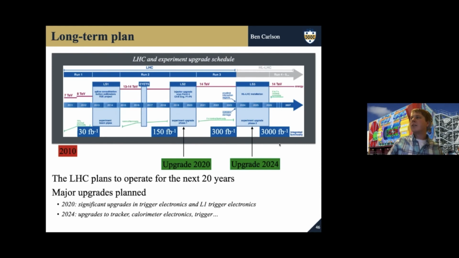And we want to increase that by more than an order of magnitude. So to do that, we have lots of experimental upgrades. We have electronics upgrades that are happening now for the trigger system. And then again, in about 4 years, to upgrade more of the tracking system, and then additional electronics for the trigger again. So there's a lot of work to do for the experiments, and then also for the LHC. So this is the long-term plan.